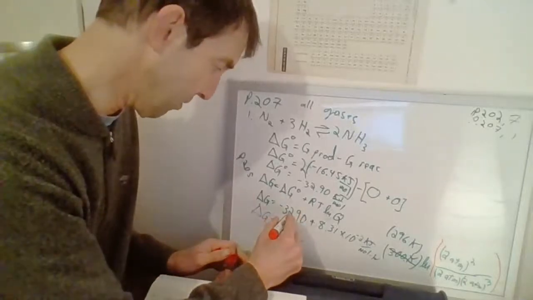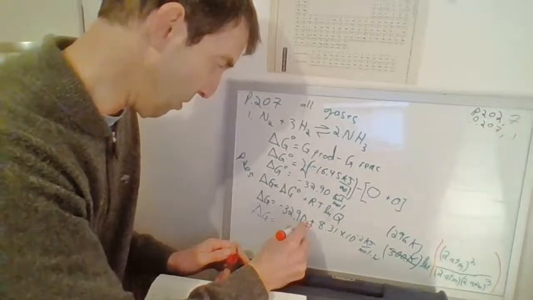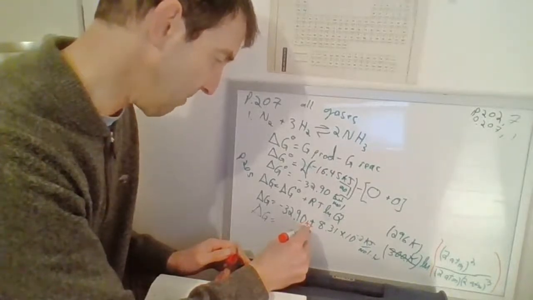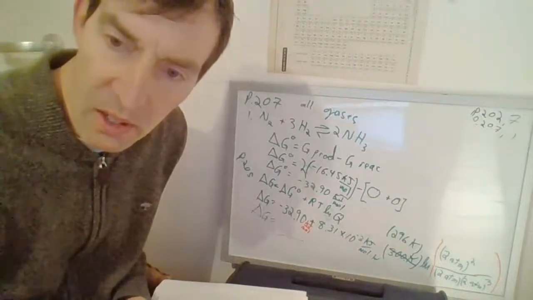I got sloppy here, negative 32.90 kilojoules per mole. Sorry, I got sloppy. And then you should achieve some success.